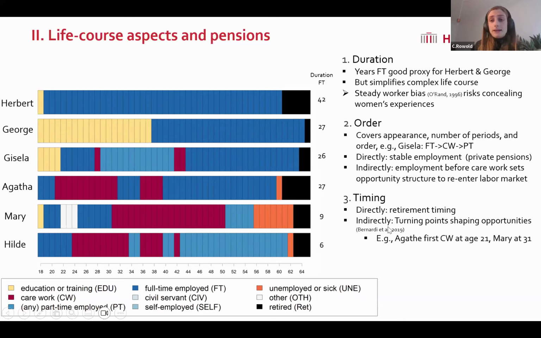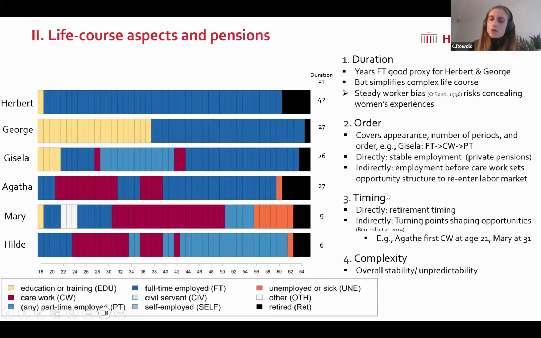But also indirectly, really importantly, especially events that could be identified as turning points. So those that really shape opportunities afterwards, there it might be really important when they happen in the life course. So for example, here, we could say that the first care work experience is a turning point, and it might matter whether one experiences this in the early life course or rather later.